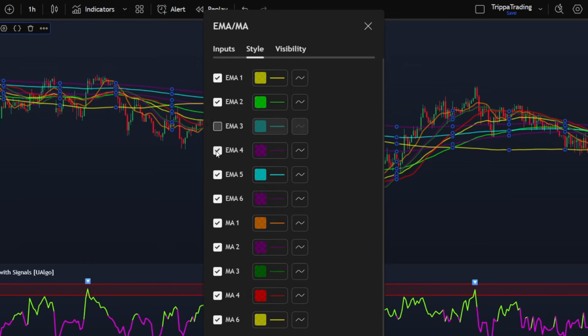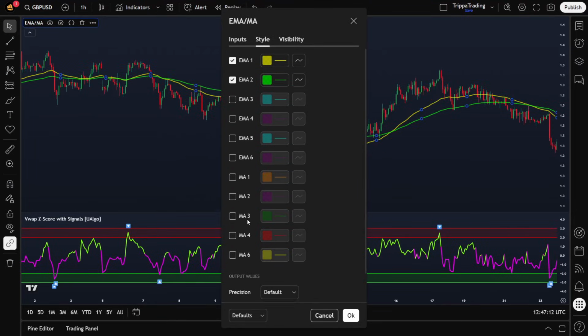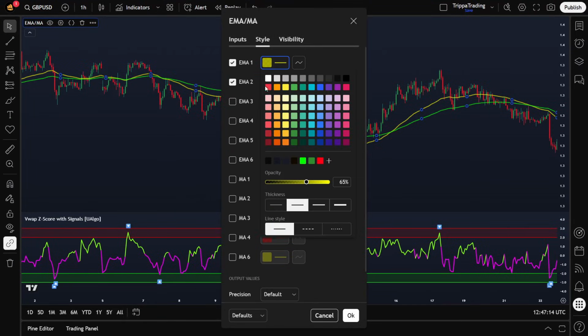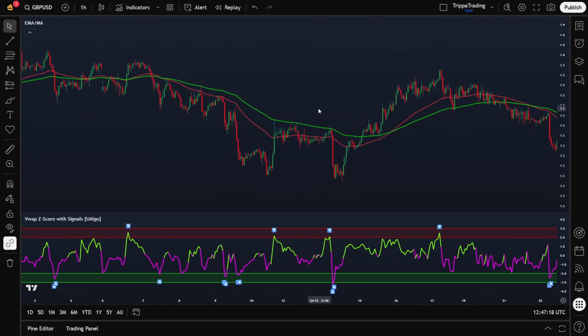Then go to Style and turn off everything except the first two EMAs. Make EMA 1 red and EMA 2 green so they're easy to distinguish. Click OK. Now you'll see two moving averages on your chart, one short-term and one long-term. When the price is above both, the trend is bullish. When it's below both, the trend is bearish.